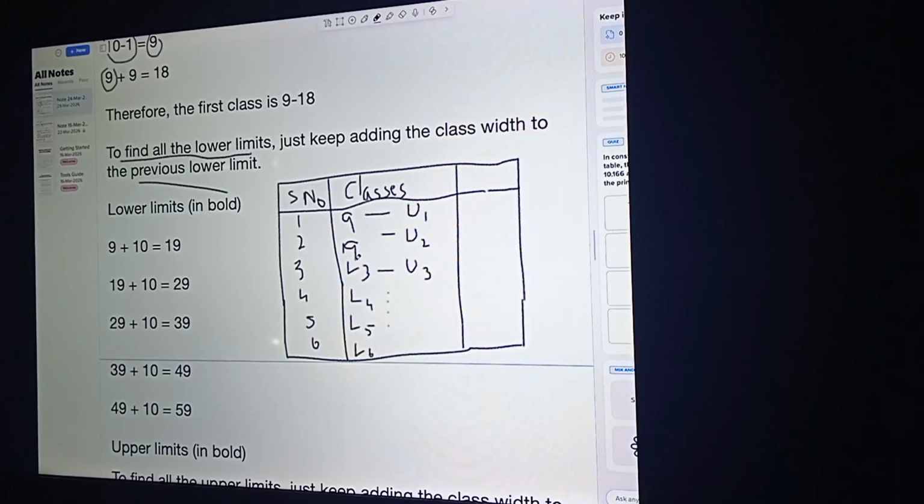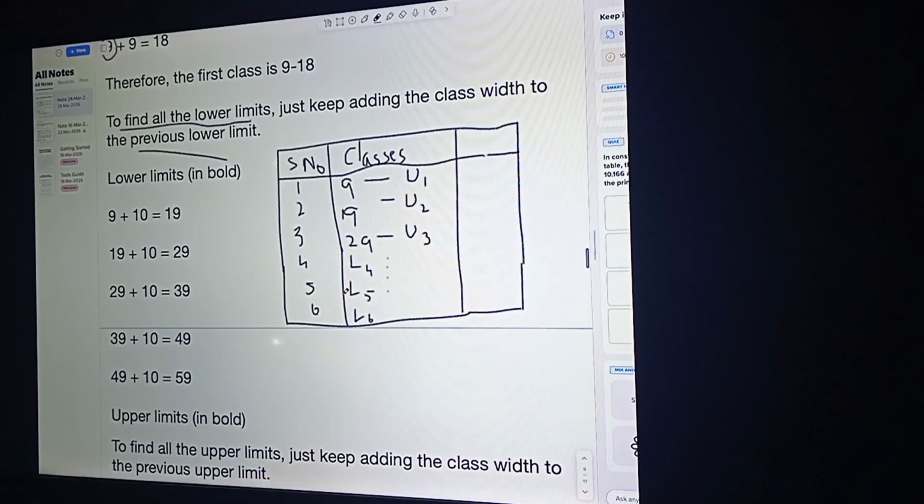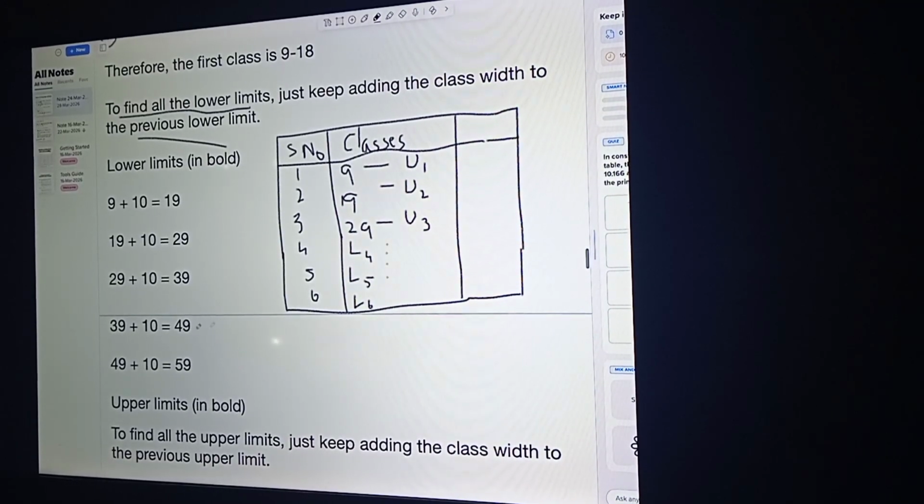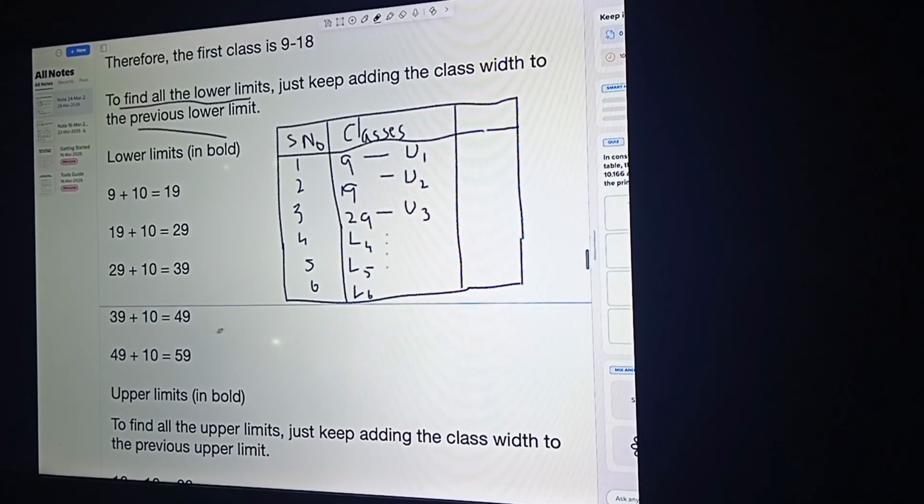The next value, L3, will be 29, because now add 10 again with this 19, this will give you 29. Then the next value will be 39. This L4 will be 39, this will be 49, and then this L6 will be 59.